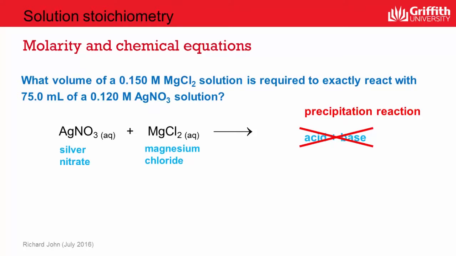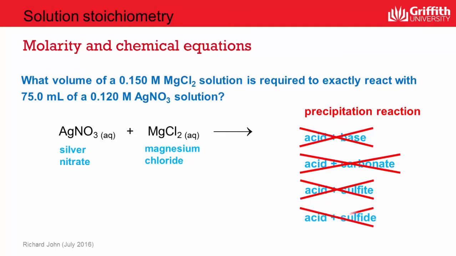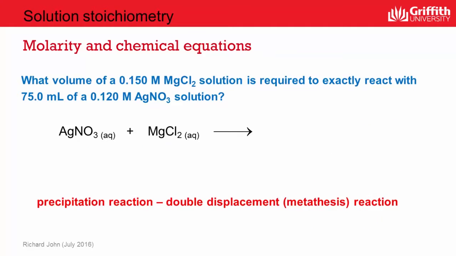We know that it's not an acid plus base. We know that it's not an acid plus carbonate. There's no acids present, there's no carbonates present. We know it's not acid plus sulfite. We know it's not an acid plus a sulfide. And we also know that it's not an acid plus a reactive metal. So almost by a process of elimination, we know that when these two solutions are mixed together, what we're talking about is a precipitation reaction.